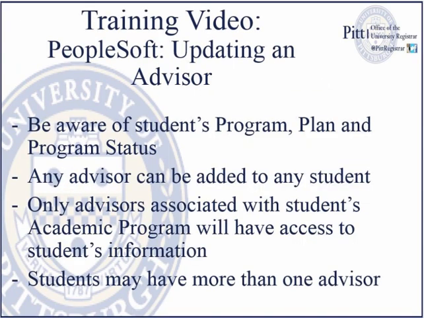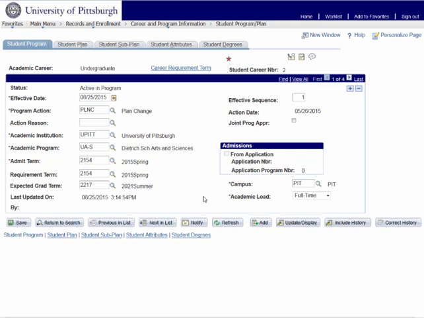Some important concepts to keep in mind to updating an advisor are: first, be aware of the student's program, plan, and program status. Here is the Student Program Plan page. And as you can see, the program is Dietrich School of Arts and Sciences, and the student is active in the program. If this status were to say completed or discontinued, the student would not appear on your advisee list.